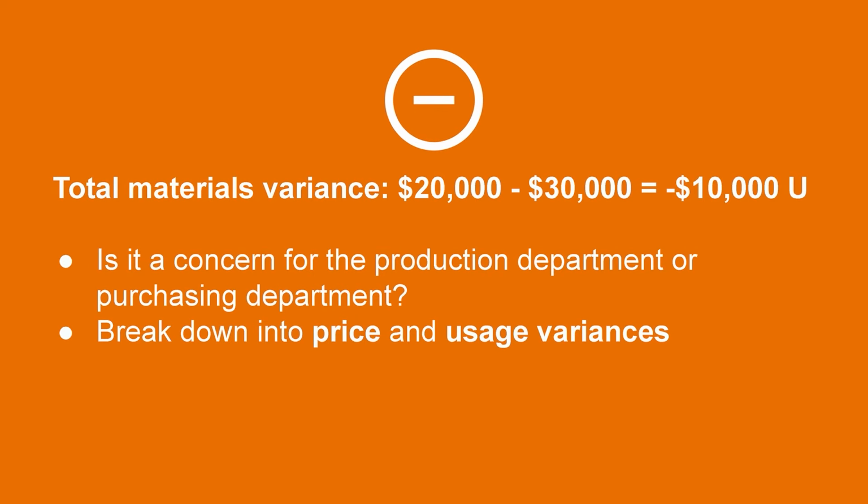Now, in order for the company to understand what went wrong here, it's important for them to break this variance down further to determine whether it was the responsibility of the production department or the purchasing department. To do this, we would break down the $10,000 variance further into both price and usage variances. To drill into these variances, we need some additional details about price and quantity.